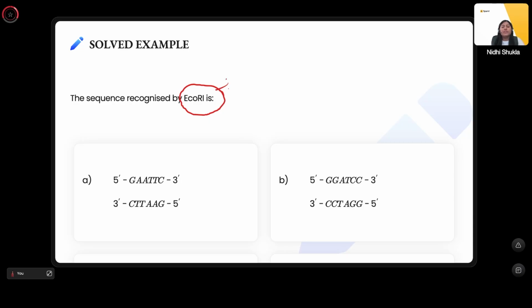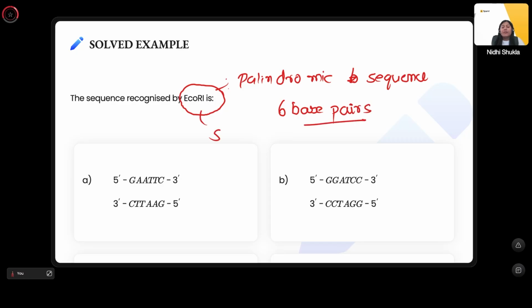Okay, so first of all, this sequence is a palindromic sequence and it is a sequence of 6 base pairs. Okay, so we have 6 base pairs here. And also you have to remember that EcoR1 always produces sticky ends. It does not produce blunt ends.